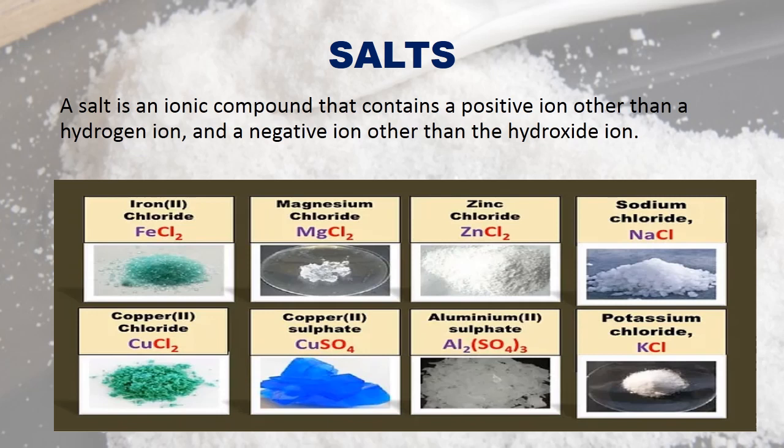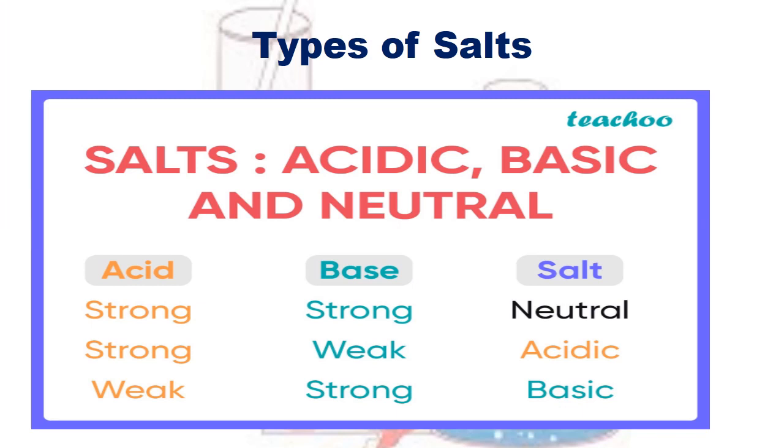Looking at the first one, iron 2 chloride, you can see that the purple one represents the positive ion, the metallic ion right here, and the one in red gives us the negative ion that comes together to form iron 2 chloride. Another example is magnesium chloride, zinc chloride, sodium chloride, copper 2 chloride, copper 2 sulfate, aluminum 2 sulfate, potassium chloride. Now we are going to be moving on into the types of salt.